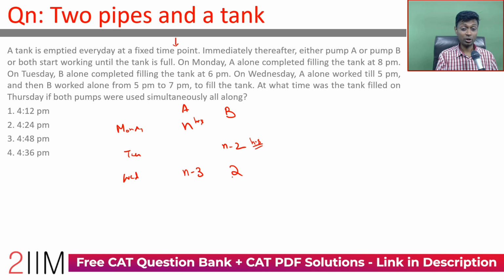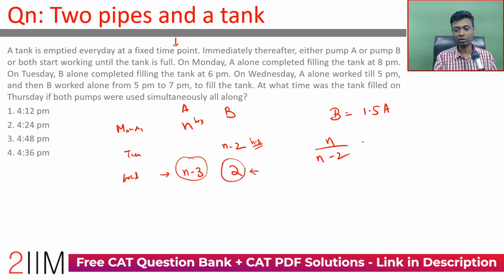Or let's twist it slightly more. A is doing 3 hours less work on Wednesday, which B completes in just 2 hours. Or B is 1.5 times as good as A. Very simple idea, wonderful idea. What A would have done in 3 hours, B ends up doing in 2 hours. Or n by n minus 2 is 3 by 2. The time taken for B should be less in the same ratio. 2n equals 3n minus 6, or n equals 6. A takes 6 hours, B takes 4 hours.